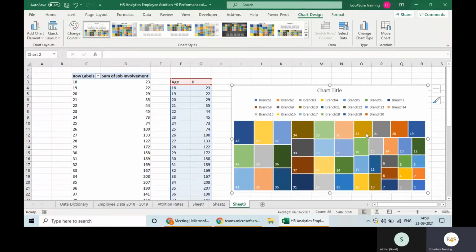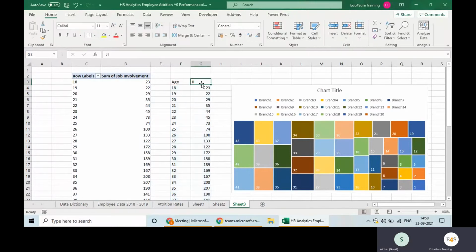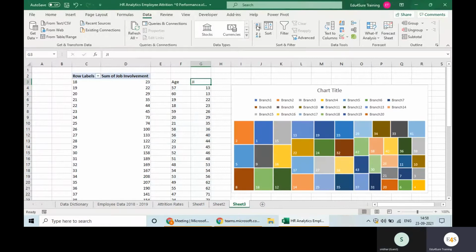You can notice we have not done any kind of sorting. By default, this chart gives us the sorting in decreasing order. Can you see the box size is reducing from this point to this point? So basically, this is the age group where the job involvement is maximum, 43. If you are sorting it by job involvement, what will happen?